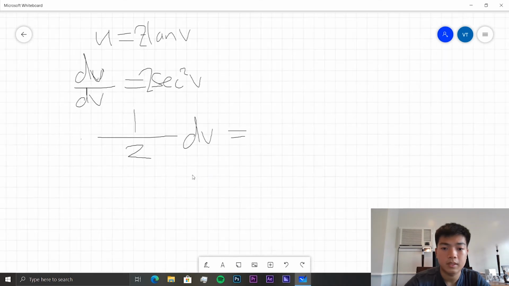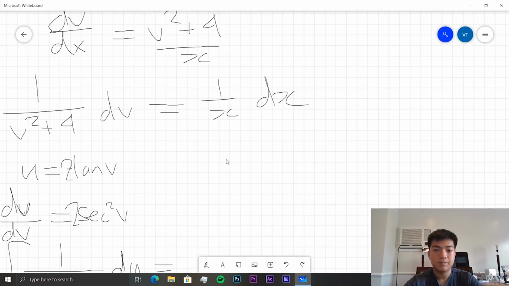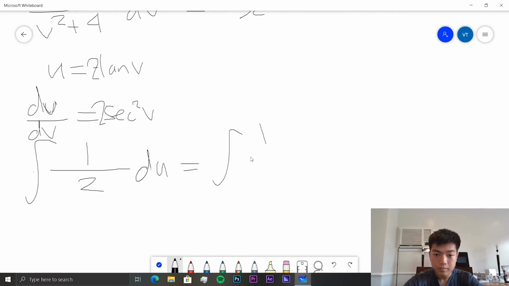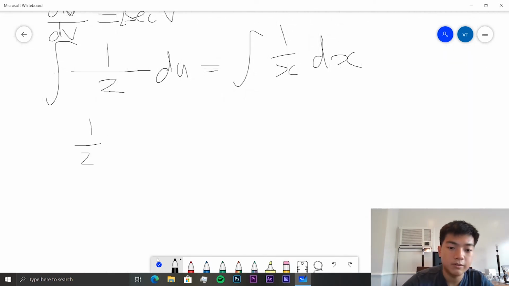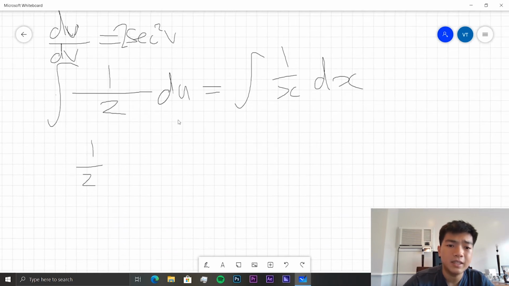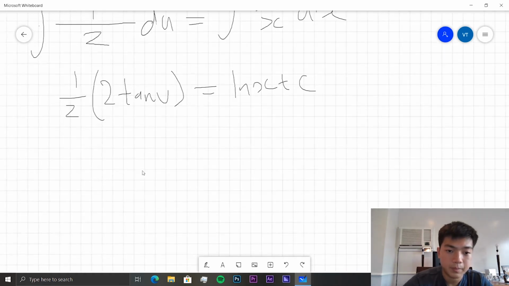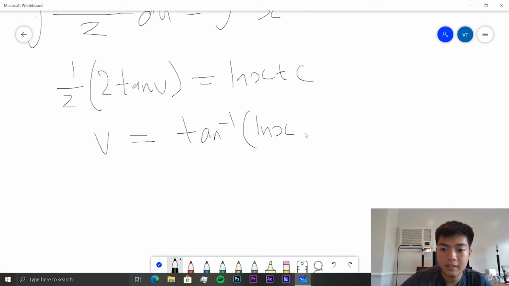I mean 1/2 du, sorry. Ooh, this is getting a bit complex. 1/2 du is equal to 1 over x dx. So we have 1/2 u, which of course u is equal to 2 tangent v. So 1/2 times 2 tangent v is equal to ln x plus c. So we have v is equal to the arctan of ln x plus c.